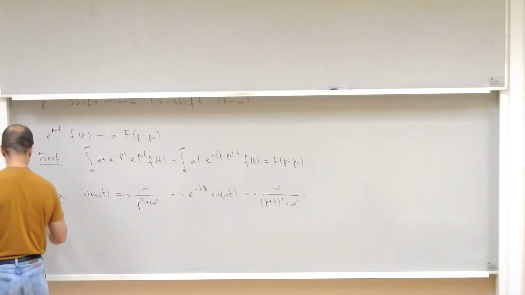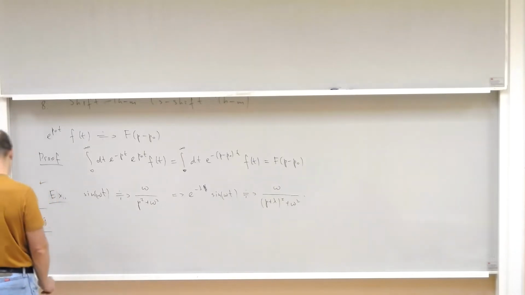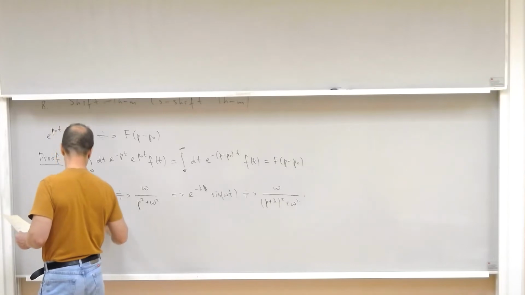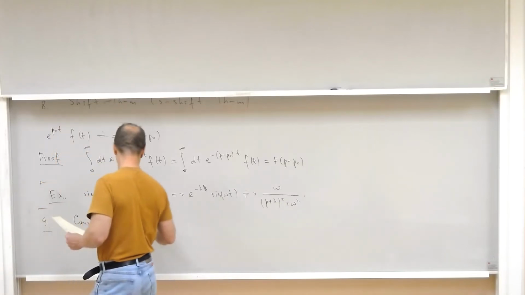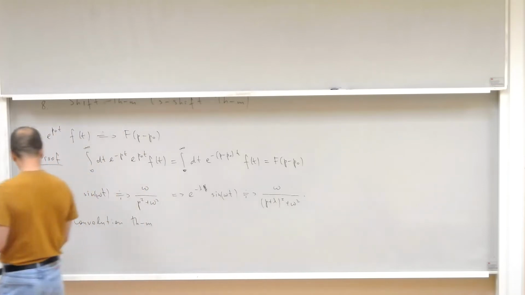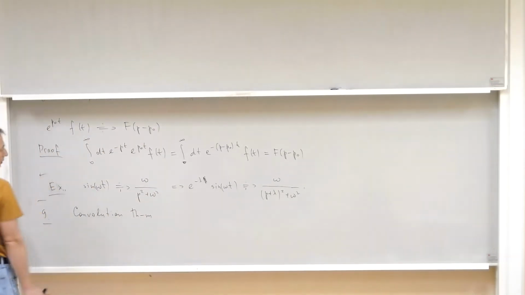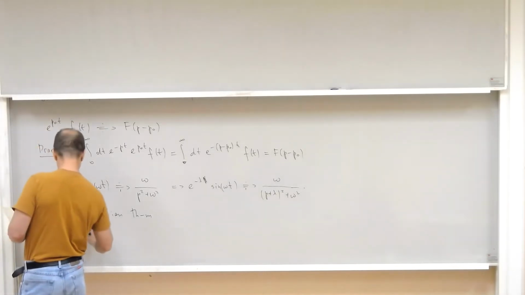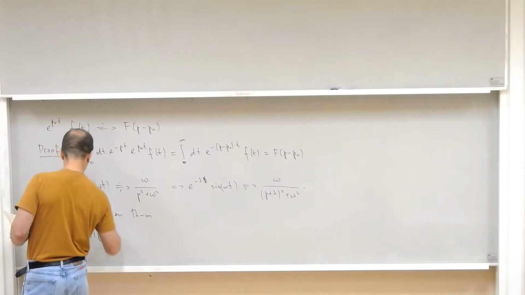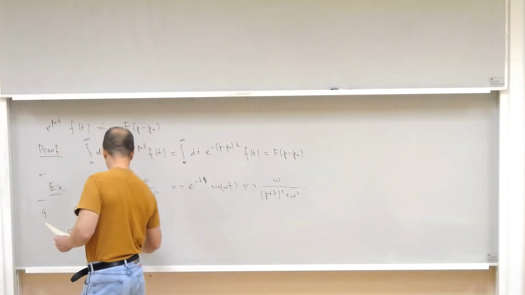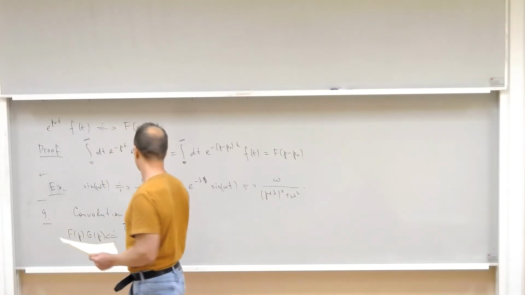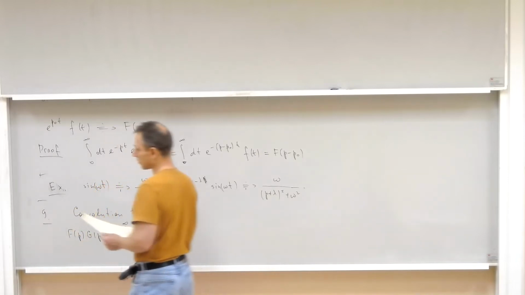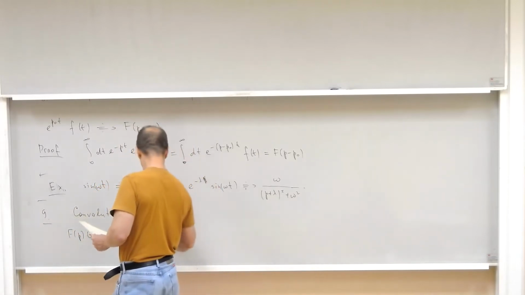So the next property, the convolution theorem. We take it without proof. It says that the Laplace transform of the convolution of two original functions is just the product of the Laplace transforms of these functions.